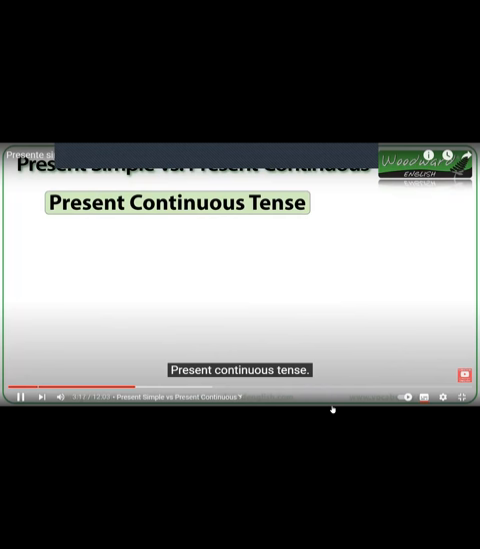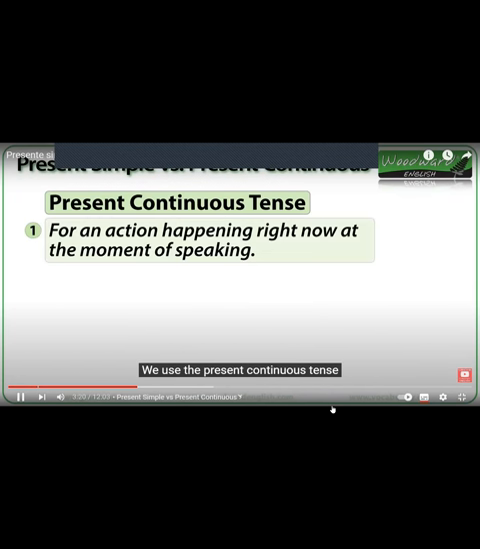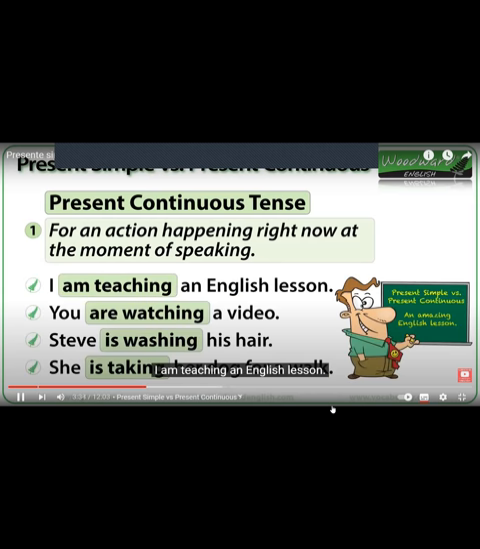Present continuous tense. We use the present continuous tense for an action happening right now at the moment of speaking. When somebody is doing something right now or something is happening right now. I am teaching an English lesson. Yes, that is what's happening right now. You are watching a video. Yes, that is what you are doing right now. Steve is washing his hair. She is taking her dog for a walk. You can see that these actions are happening right now, and they are temporary actions, normally for a short period of time.